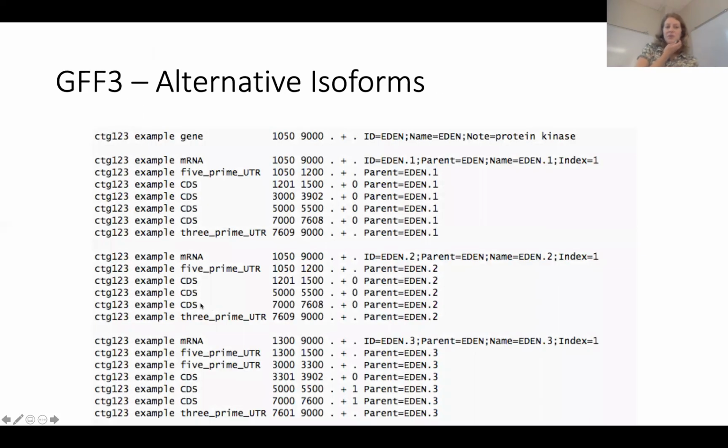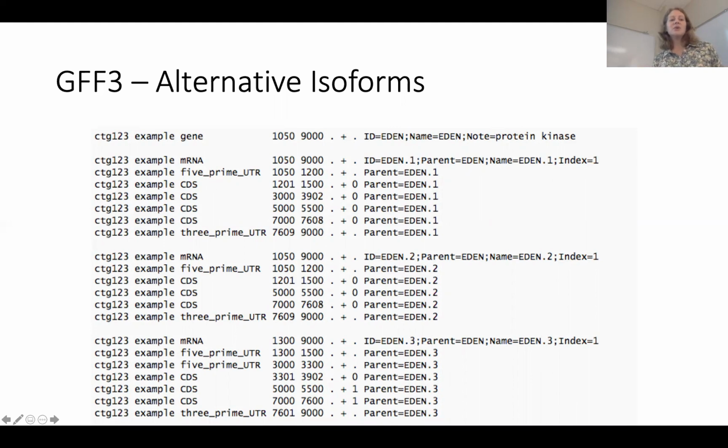And this is an example that I took from somewhere that has a gene with different alternative splicings. So basically on contig 123, we have a gene from 1,050 bases to 9,000 bases. Its ID is Eden. We've got a note saying it's protein kinase. Again, junk drawer, you can put whatever you want in there. And then this has 3 different mRNAs. And these mRNAs hold information on our understanding of how this gene is alternatively spliced.